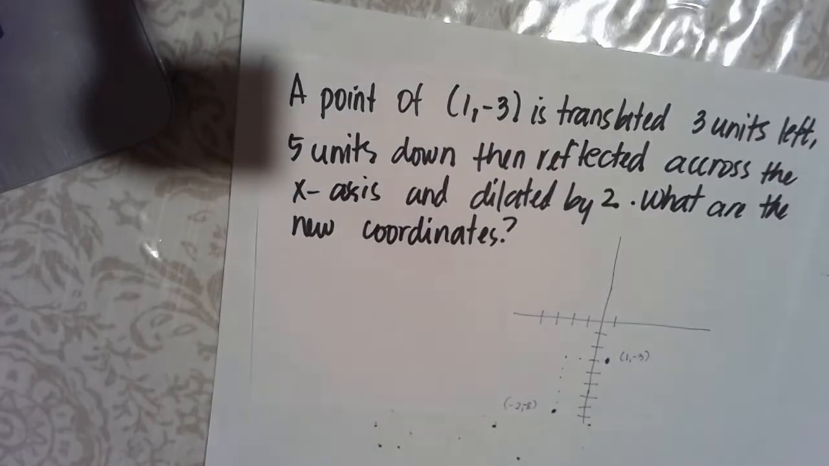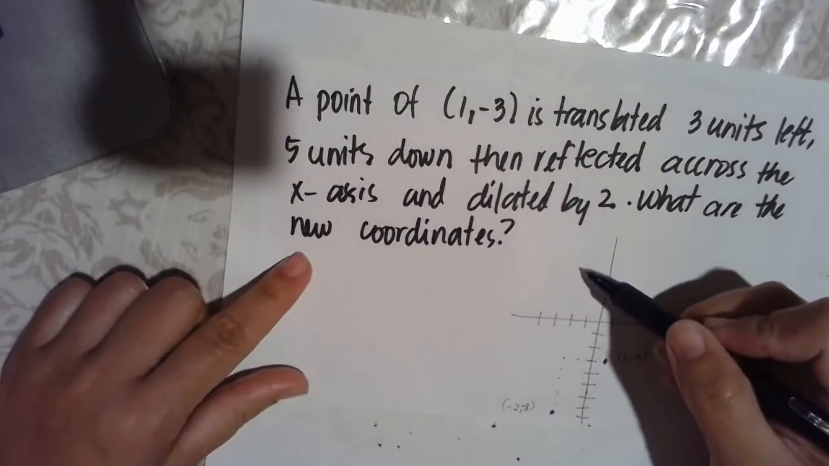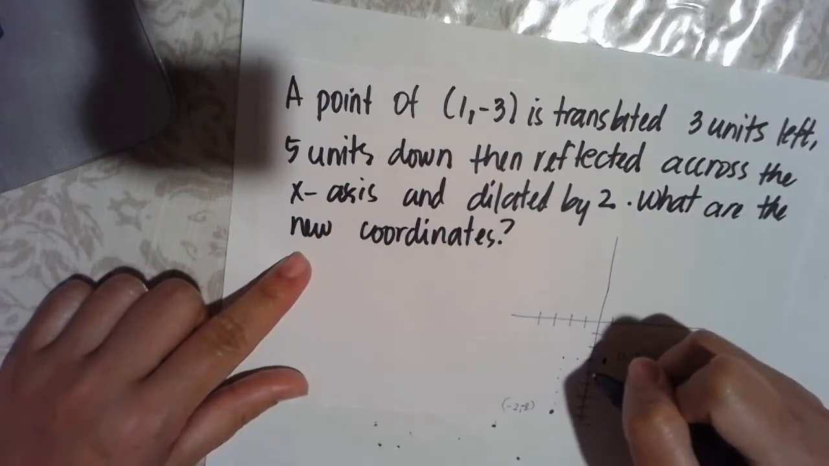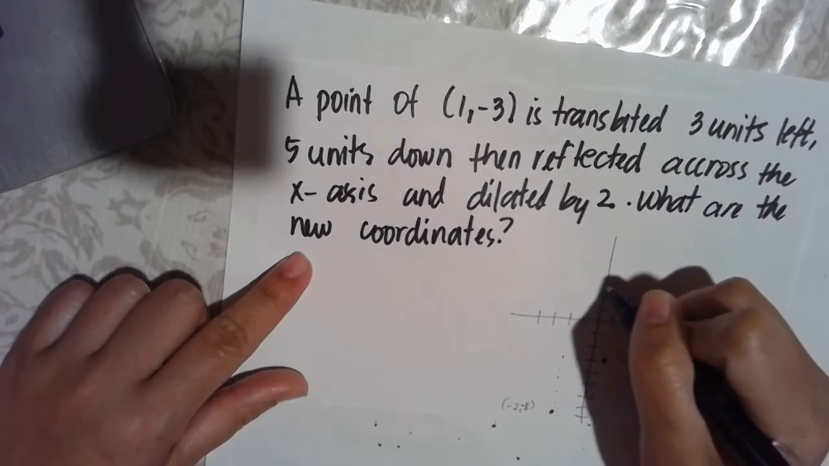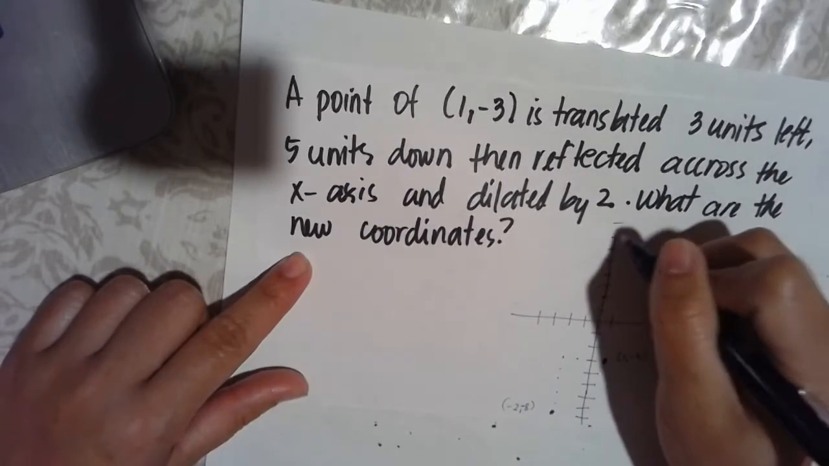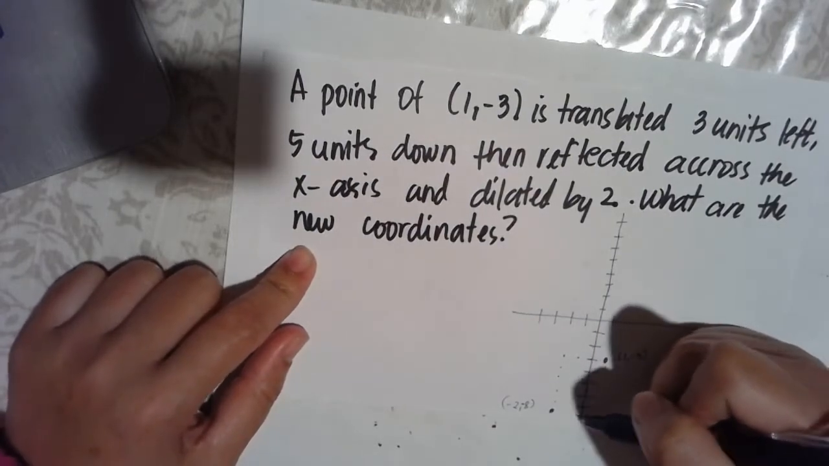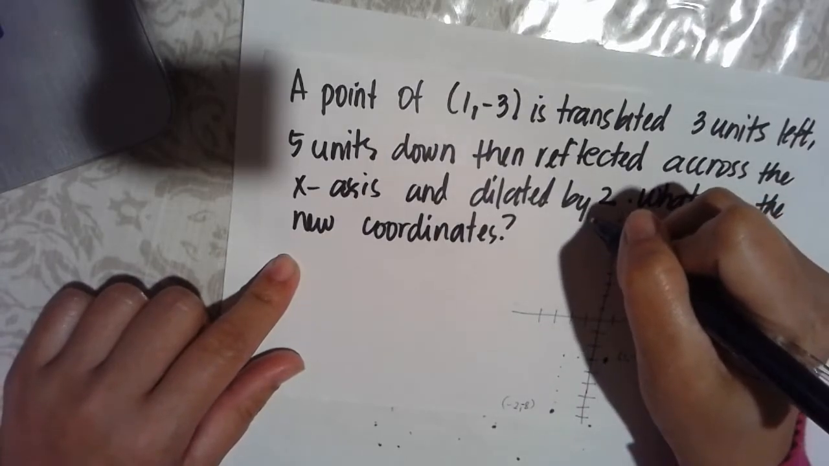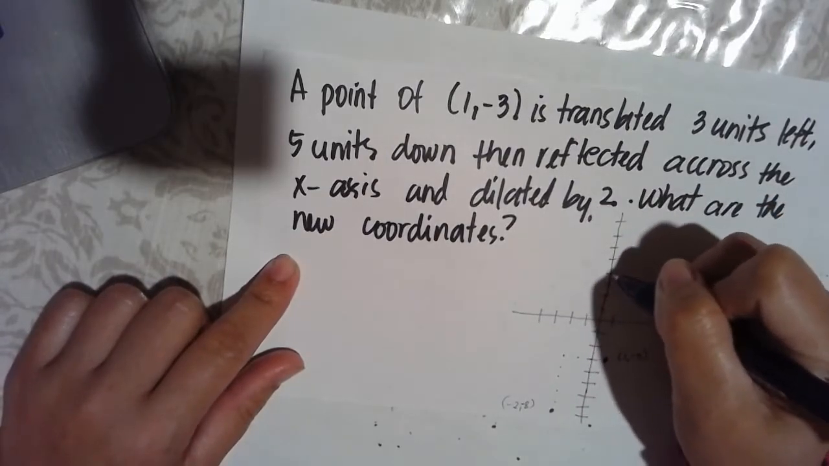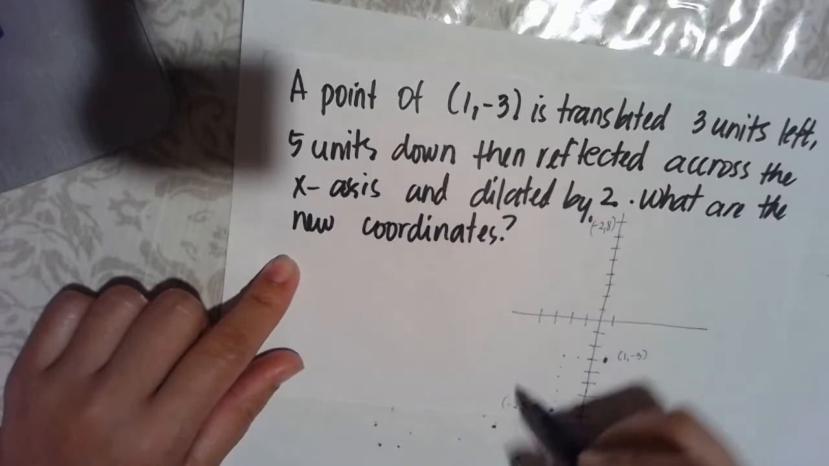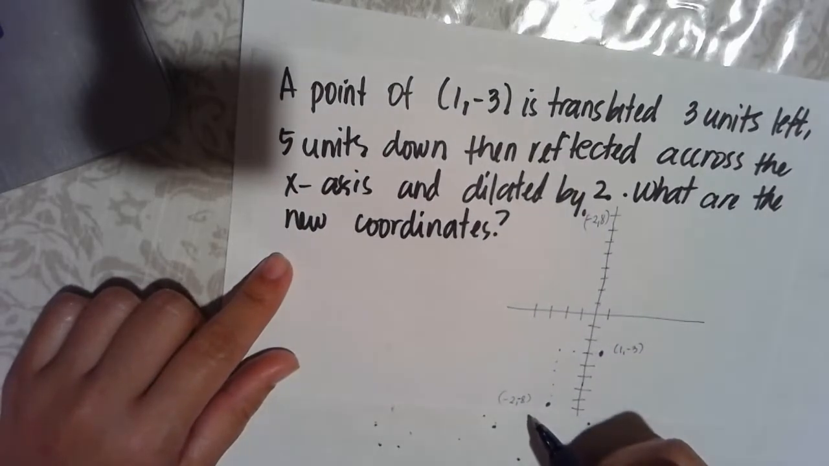That point. And then it says, then reflected across the x-axis. Reflected across the x-axis. So the x will stay the same, but it will reflect by 1, 2, 3, 4, 5, 6, 7, 8. So it will just reflect here. So this would be positive 8. So that becomes negative 2, positive 8. Here is negative 2, negative 8.